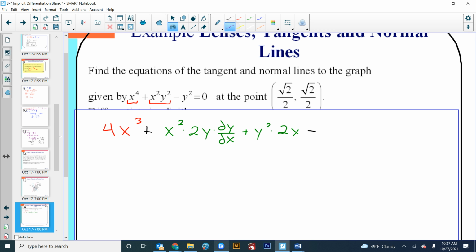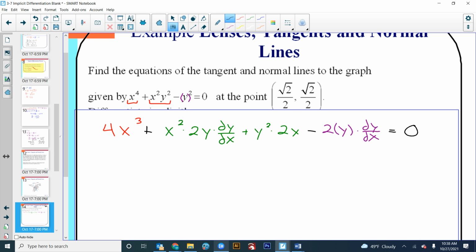minus, what's the derivative of y squared? 2y times dy dx. A common mistake, people just put 2 dy dx. That's where if you want to use parentheses, you could say 2y to the first times dy dx. Again, they're not necessary. It's just some people get comfortable by using them. And then what's the derivative of 0? 0.